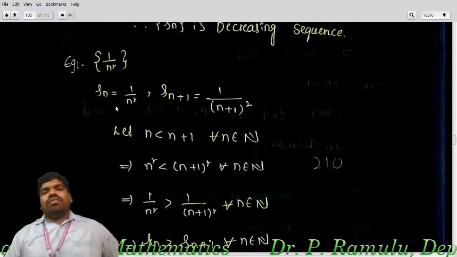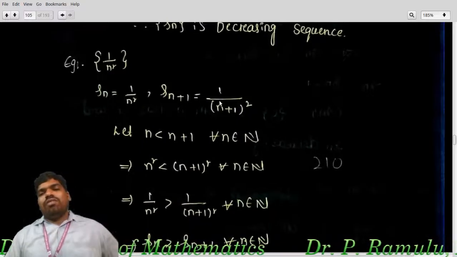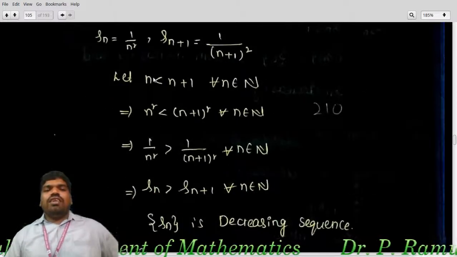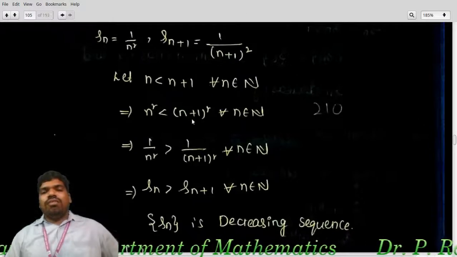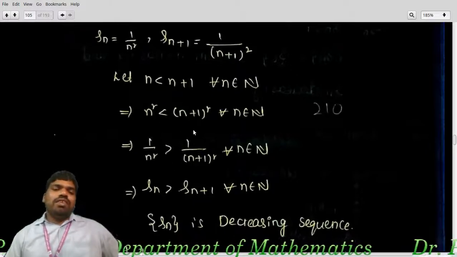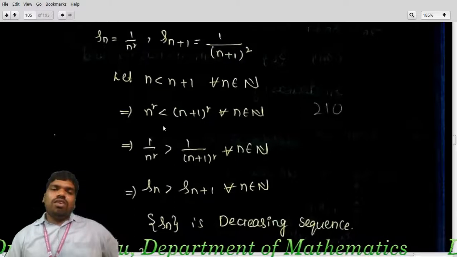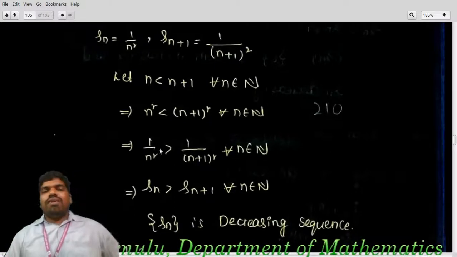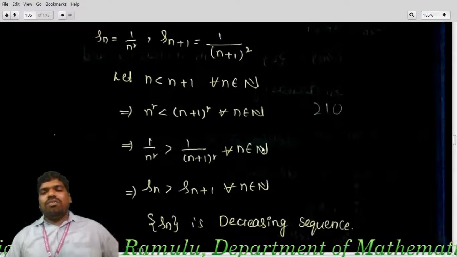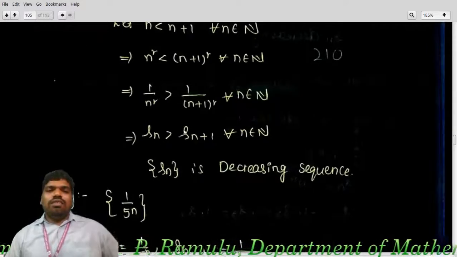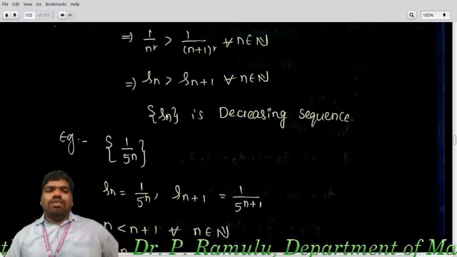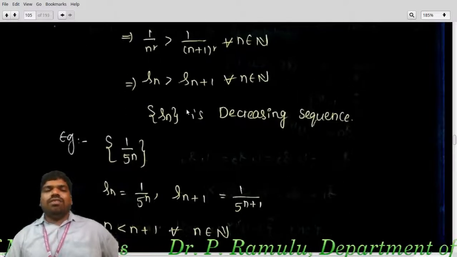1/n². Sn = 1/n², Sn+1 = 1/(n+1)². I know that n is less than n+1, so n² is less than (n+1)². If I take the reciprocal, the sign will change: 1/n² is greater than 1/(n+1)² for all n belongs to N. This is nothing but Sn, this is nothing but Sn+1. Therefore, Sn is a decreasing sequence.